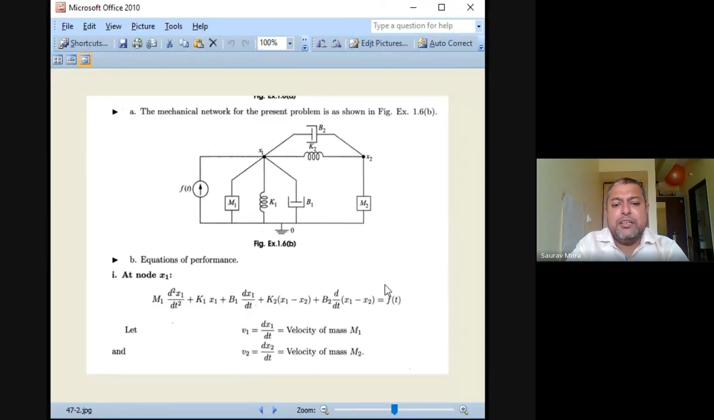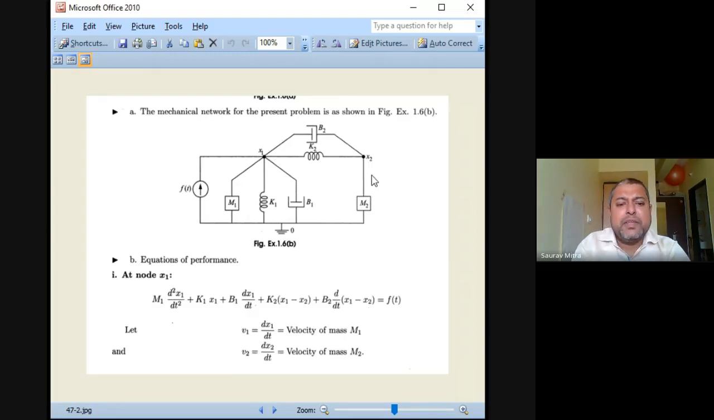So whatever is the input, F(t), that is equal to mass M1, K1 spring, and B1, the dashpot or damper. Then there are two components which are common to the x1 node and x2 node. It is given by this. Don't look at what is given below, because now I am going to go to my notes, and you have to remember this diagram. You can take this screenshot as well.